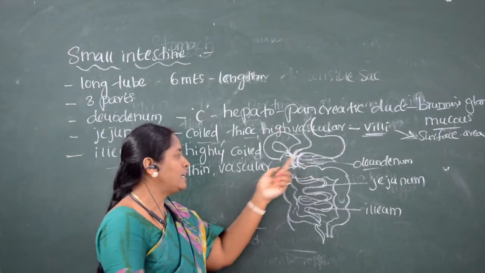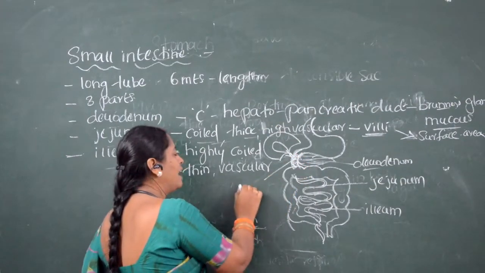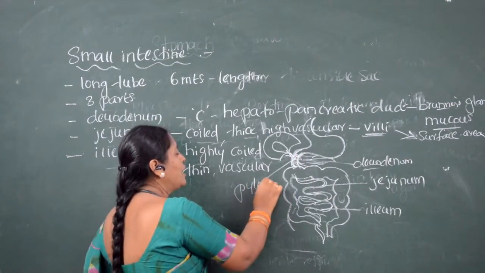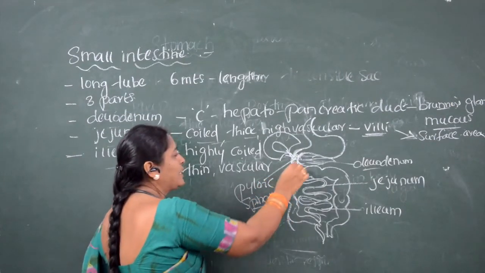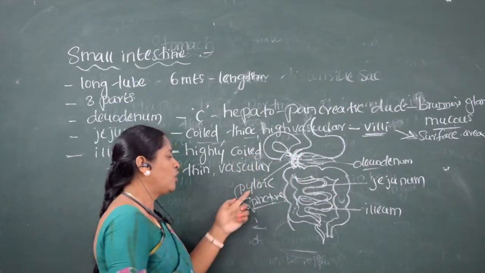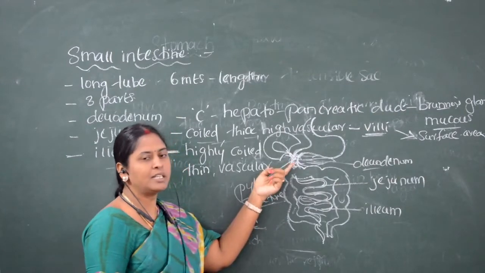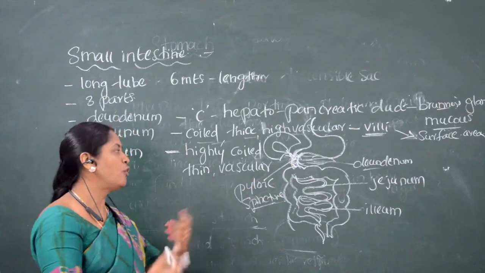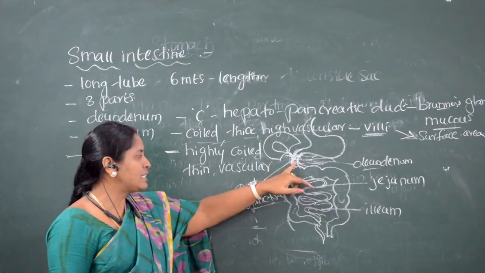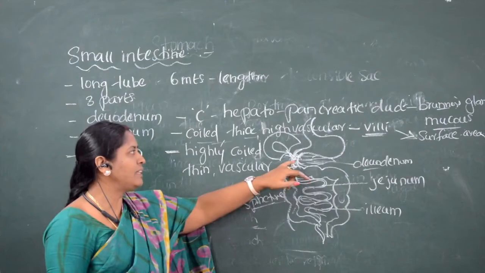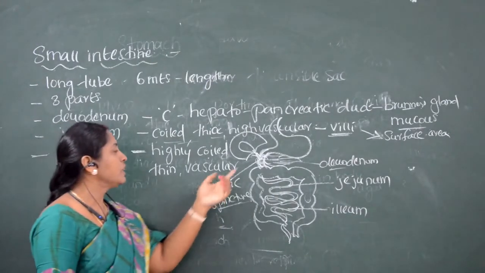The pyloric stomach enters into the duodenum through a valve called the pyloric valve. That pyloric valve is protected by a sphincter called the pyloric sphincter. The main function of the pyloric sphincter is that it prevents the backward flow of food from the duodenum into the stomach. Now, this duodenum is lined with Brunner's glands, which secrete mucus.